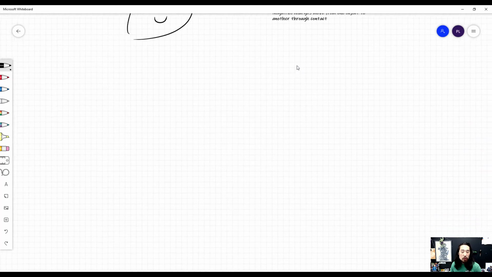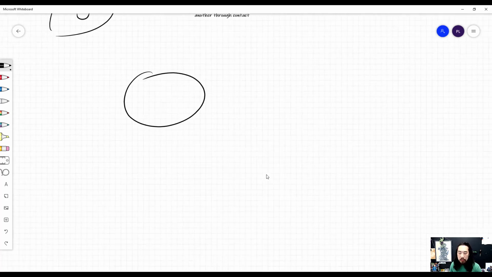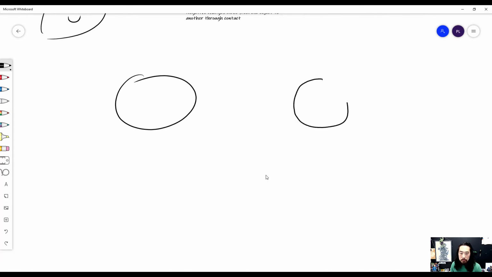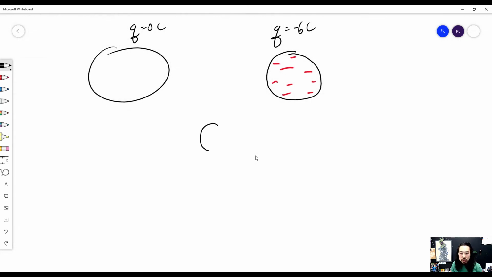Another way that you can charge another object is just charging by contact. So let's say we have a metallic object, so we have a conductor, and we have another conductor. All right, so these two conductors, let's say this one has a total charge of 0. It is neutral, and let's say this one has a total of negative 6 coulombs. Right, there we go. Negative 6 coulombs. All right, so this is a before, and we can have the two touch.